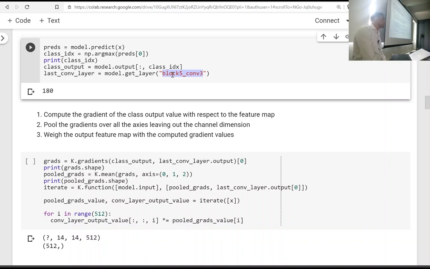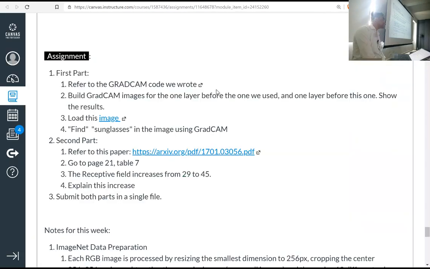Am I clear about the statement of the assignment? The assignment is for the one layer before the one we use and one more layer before this one, so two layers before the one that we use. Nothing after that. You're going to show the result of the GradCam for L-1 and L-2.